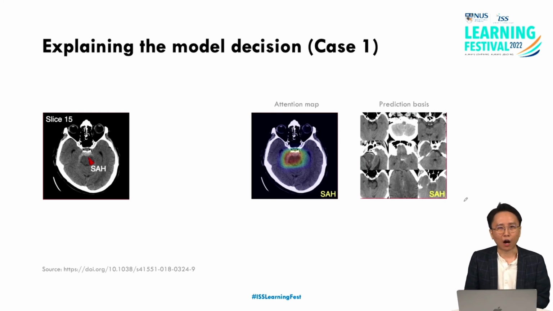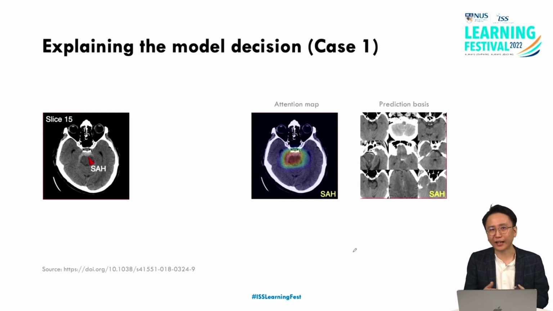Here is one of the outputs by the system. On the left, we have the ground truth: subarachnoid hemorrhage, in short SAH, was found to exist in this slice of CT scan. And the area that leads to the judgment has been labeled by a team of neuroradiologists. On the right, we have the prediction output by the system, which is correct.